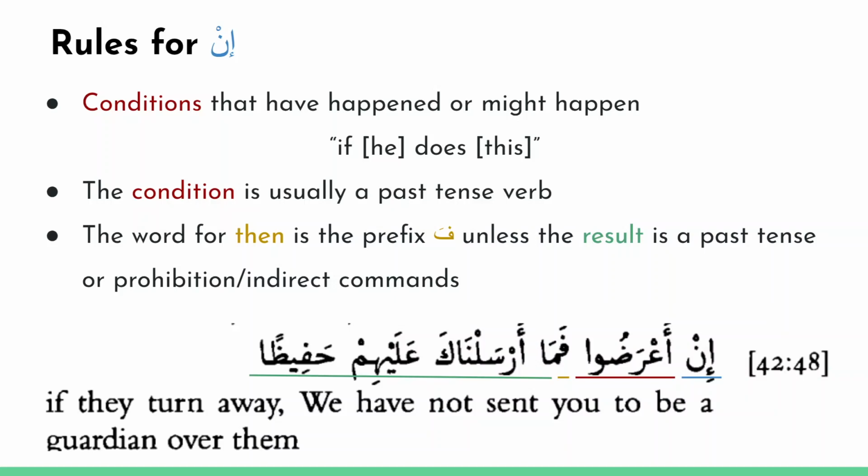Okay, so again, let's take a look at an example to make this concrete. In a'radu, if they turn away, فَمَا أَرْسَلْنَاكَ عَلَيْهِمْ حَفِيظًا, then we have not sent you to be a guardian over them. In this case, this condition may actually happen. The people that the Prophet ﷺ is speaking to might actually turn away. And what Allah is telling the Prophet is, you're not a guardian over them. You're not a hafiz over them.